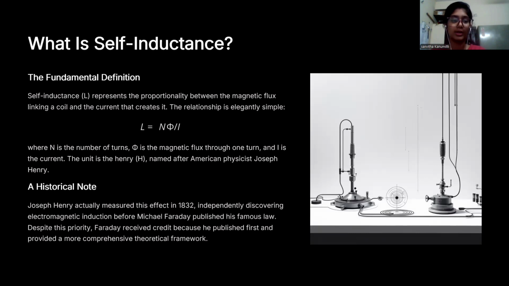A historical note is that Joseph Henry actually measured this effect in 1832, independently discovering electromagnetic induction before Michael Faraday, who published his famous law despite Henry's priority. Faraday received credit because he published first and provided a more comprehensive theoretical framework. So this is self-inductance, which represents the proportionality between the magnetic flux linking the coil and the current that creates it.